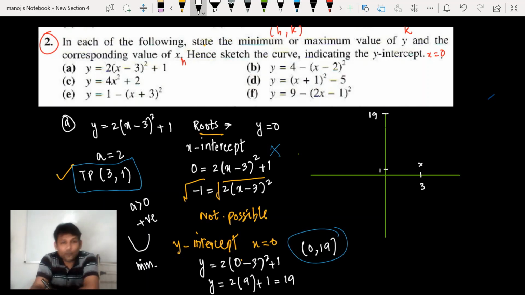Okay, my request: whenever you sketch a quadratic function, always make a line of symmetry on the turning point. This will definitely help you. This line of symmetry is very important, and you know the sketch is like this. And this is your Y-intercept.